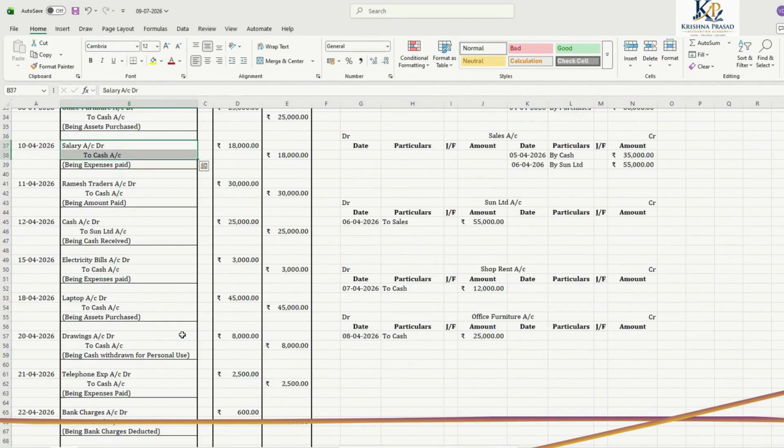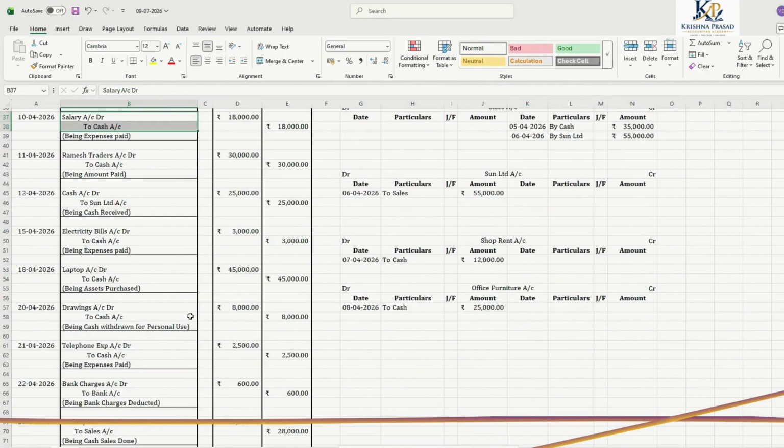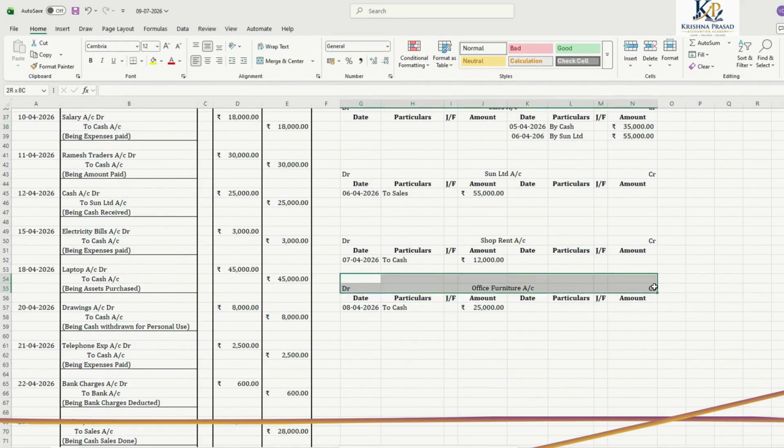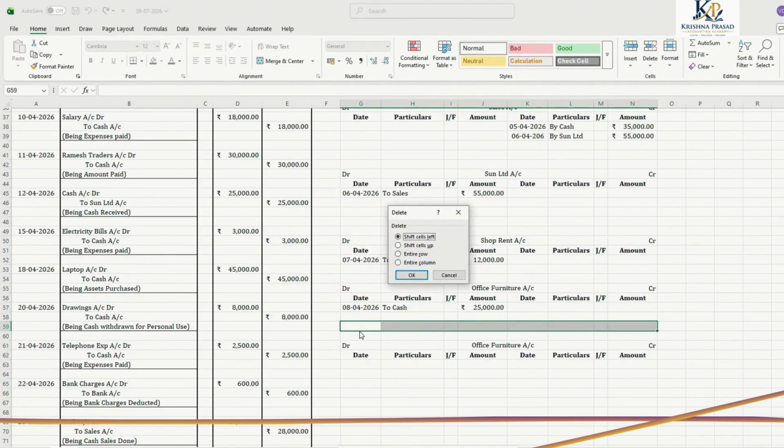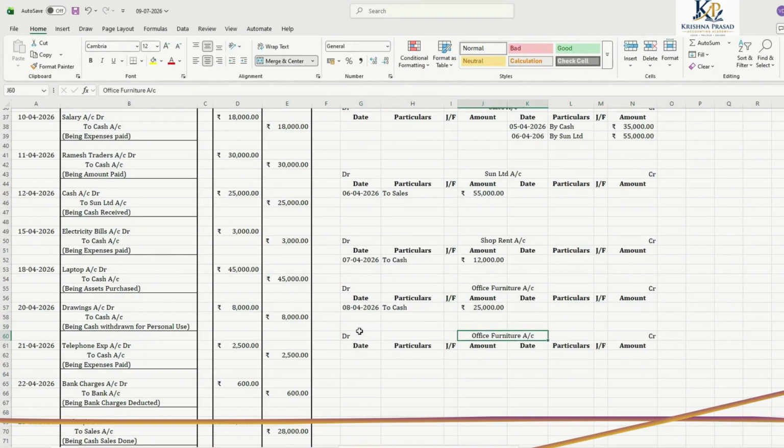Next, salary account data to cash account. So we need to create salary account and cash account. Salary account is on the debit side. So we need to enter the opposite account on the debit side. What is an opposite account? Cash, right?